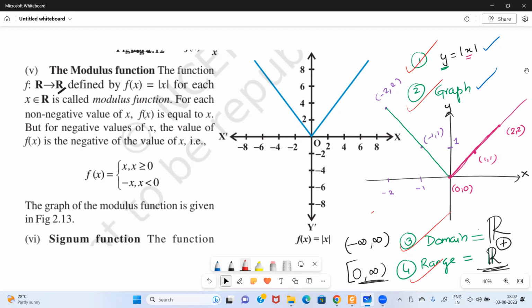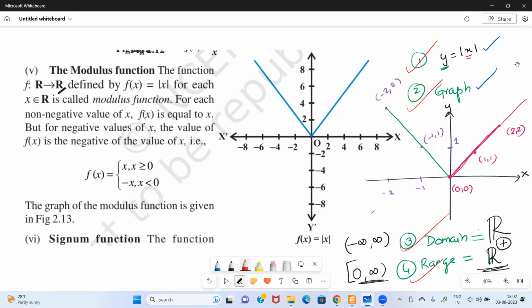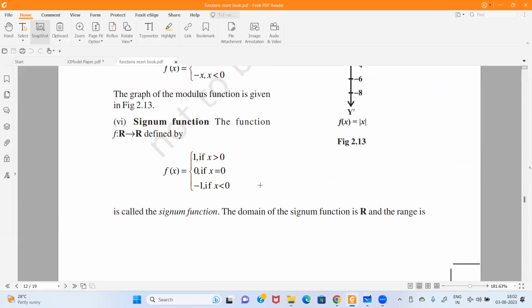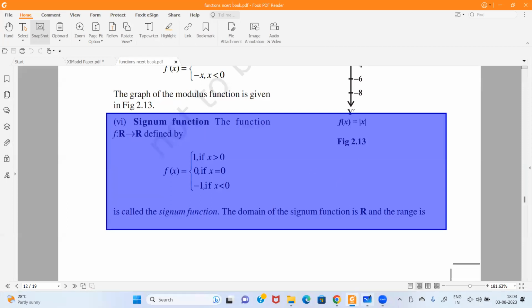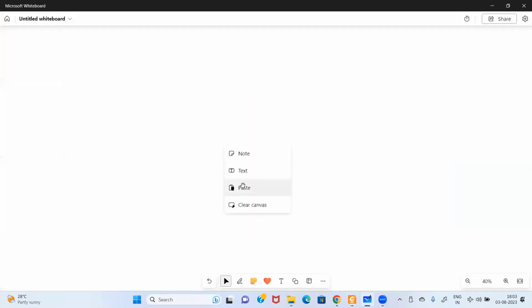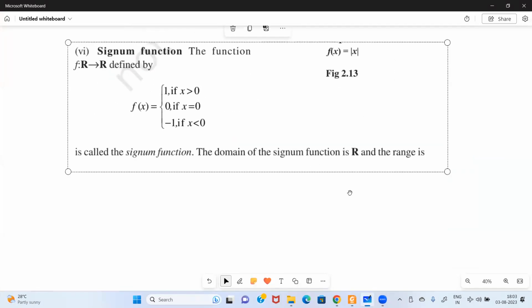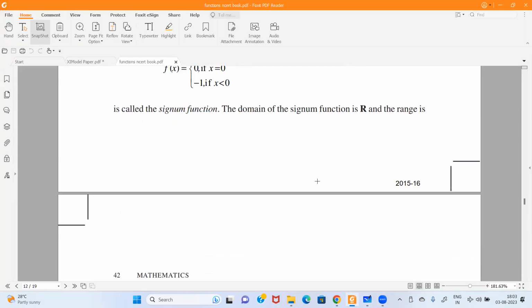Okay, shall we move on? Yes? Okay, fine. Another important function, signum function, which is what is asked in the model paper, right? What I showed you. Any of these have high probability of occurrence in your quarterly exam. Easily you can score 5 marks.